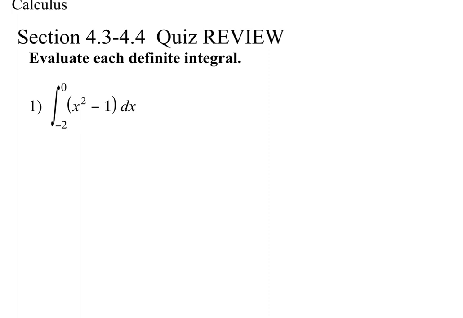All right, so the reason I picked this is because the top is 0, and this is a very common mistake. So you are going to take your antiderivative, so it is going to be 1/3 x cubed minus x. You are going from -2 to 0. So don't forget that you do plug in the top number first. So when I plug in a 0, that does give me 0.